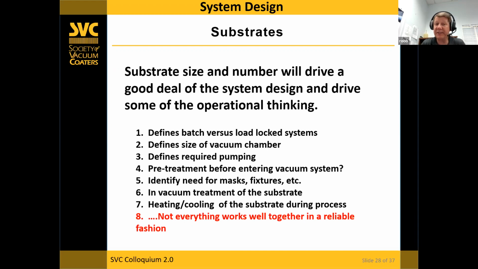I've also had serious conversations with customers that say, hey, the vacuum system is running well, but I've got 1,000 of these parts coated now. What do I do with them?